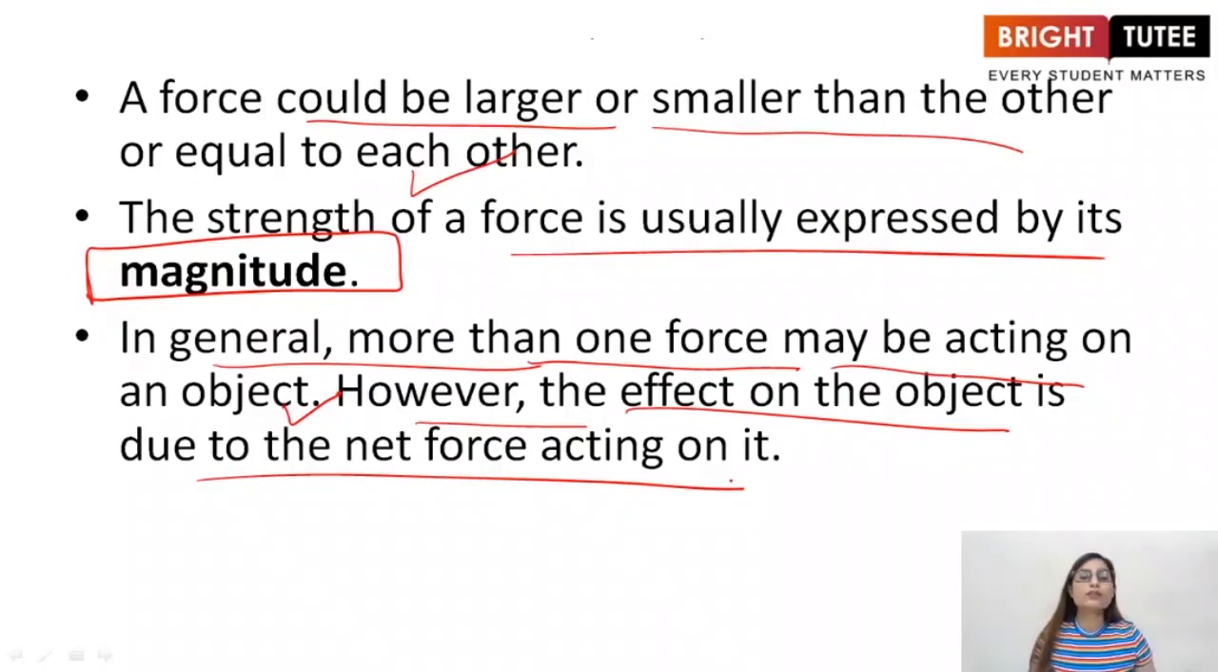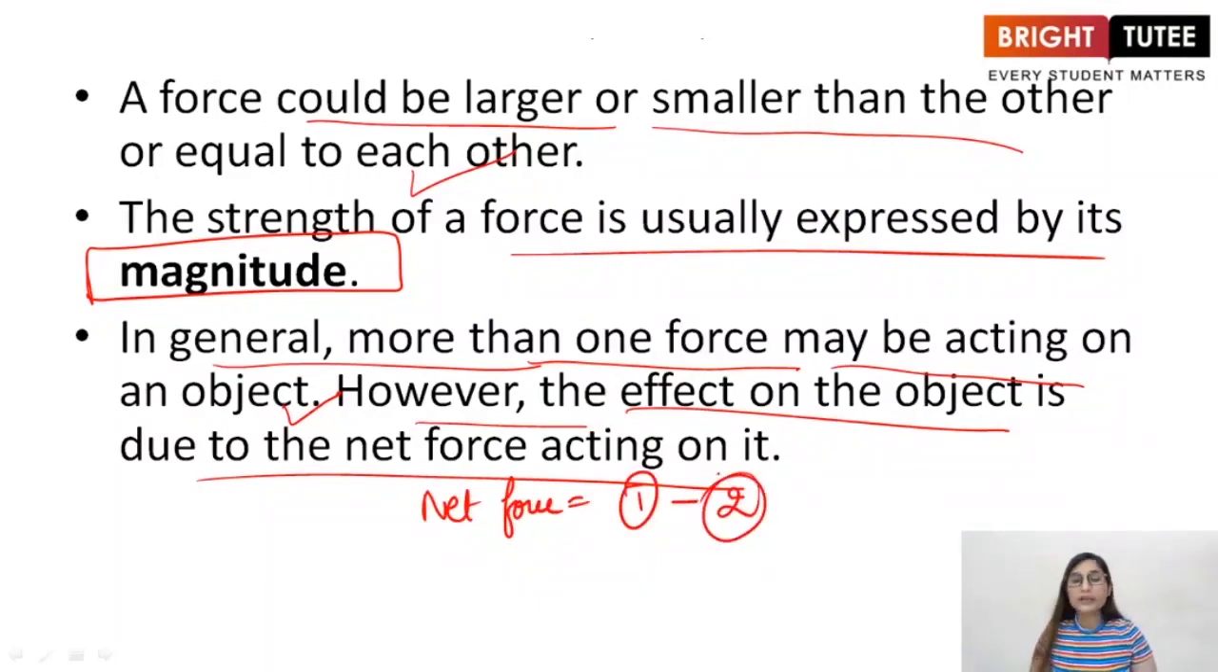The net force was due to team 1, which had the larger magnitude, and the net force was the difference of the forces of team 1 and team 2. The net force will be team 1's force minus team 2's force, right? And the effect will be due to this difference only.